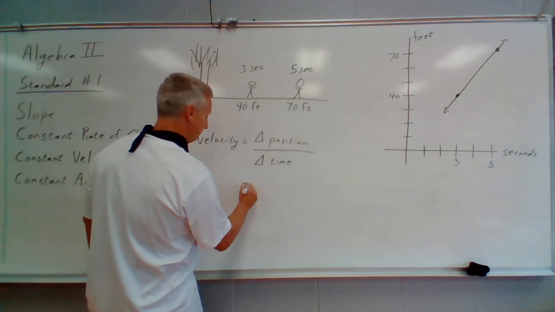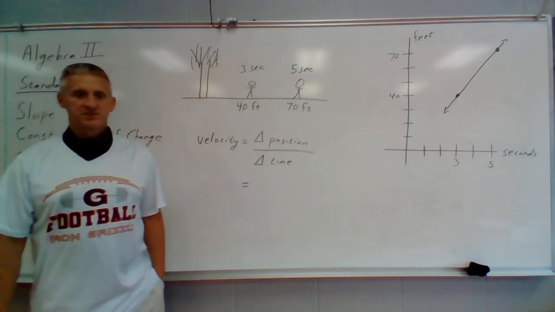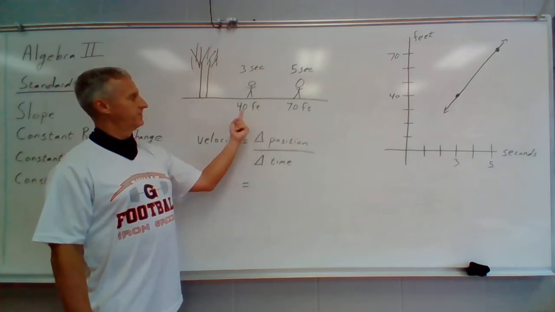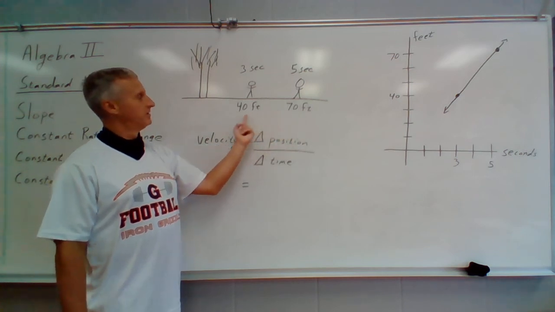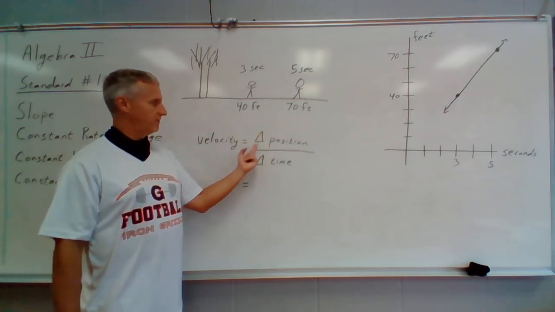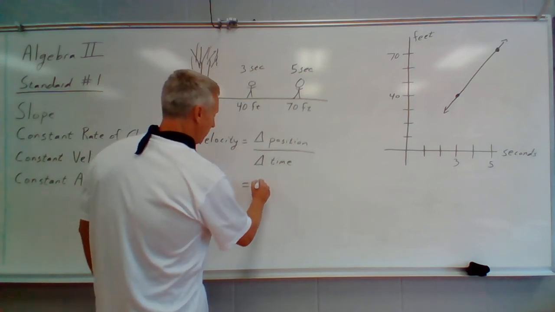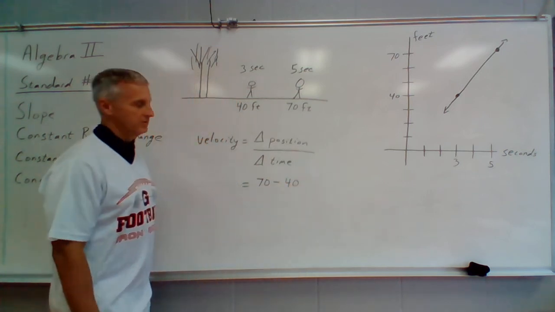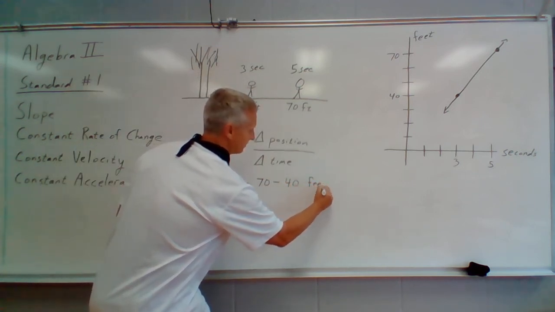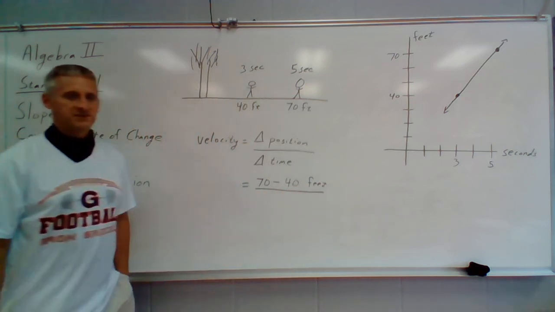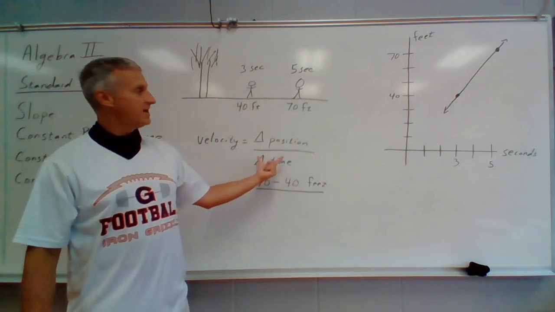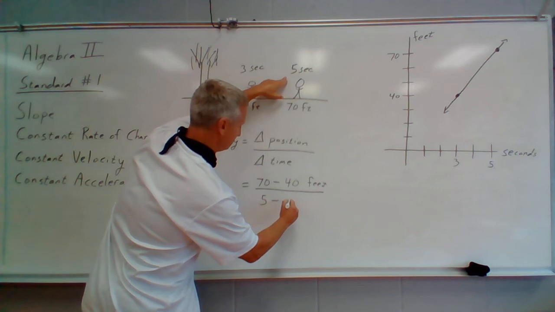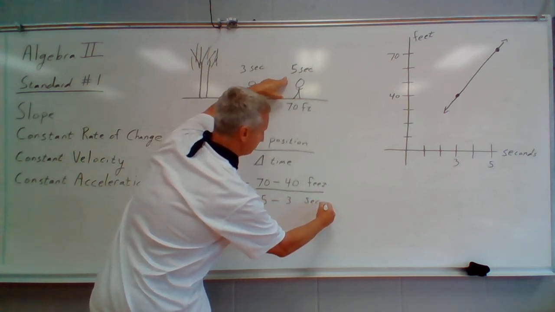So for this problem, if I wanted to find the change in position, or how far this little guy went, I would subtract these two numbers. If he was 40 feet at this time and 70 feet at that time, then he traveled 30 feet. That's how far his position changed. So I'm going to do 70 minus 40, and that is feet. Very important that we keep our units in there. On the bottom, I want the change in time. I want to know how long it took him to travel that far. So I'm going to do 5 minus 3 seconds.